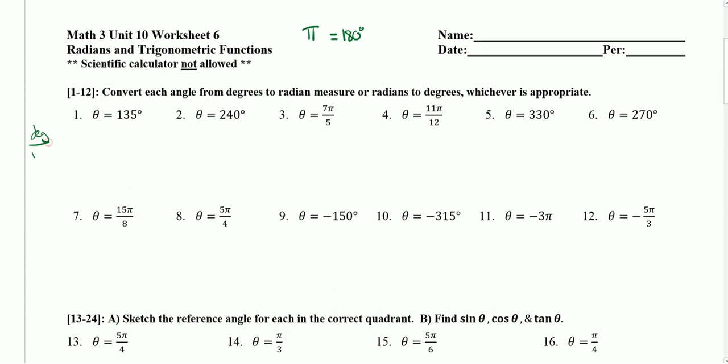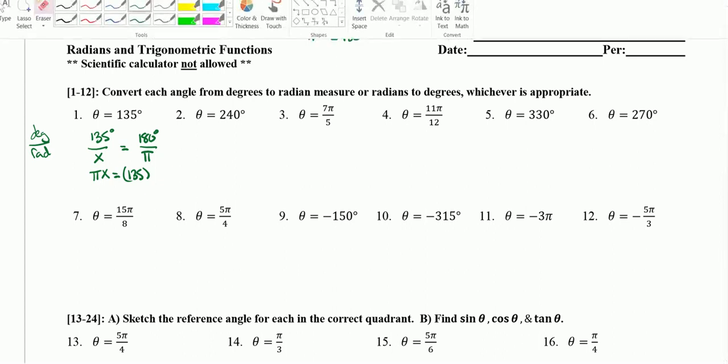Degrees over radians. So I have 135 degrees. I want to convert that to radians. And I know that 180 degrees is equal to pi radians. And so here's a proportion we can use to solve for x. And so we cross multiply and we get pi times x is equal to 135 times 180.